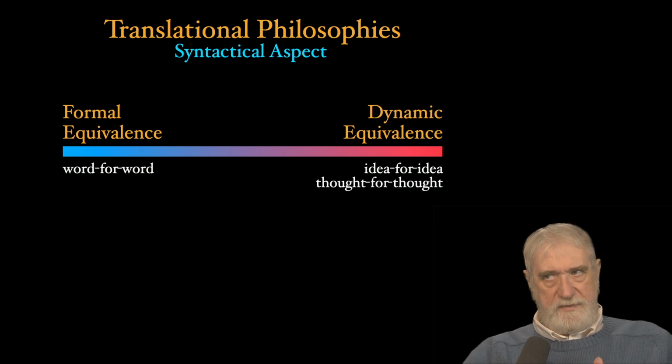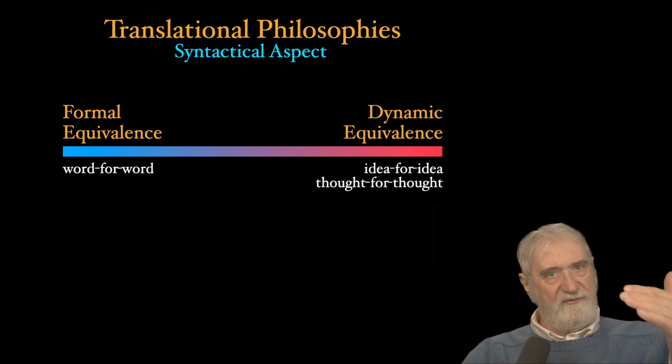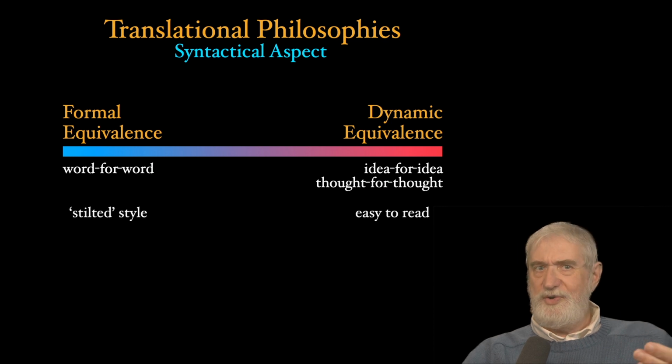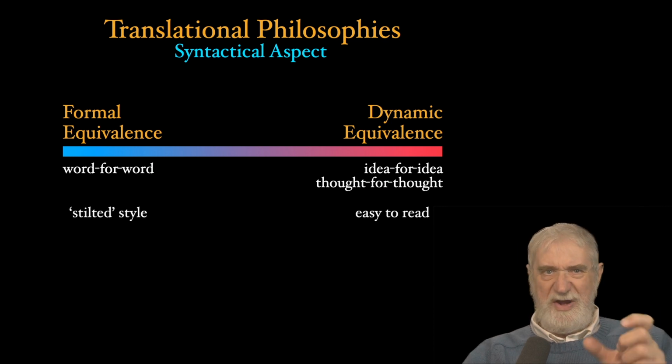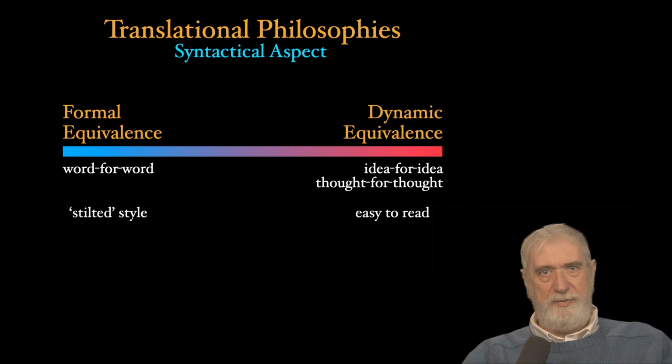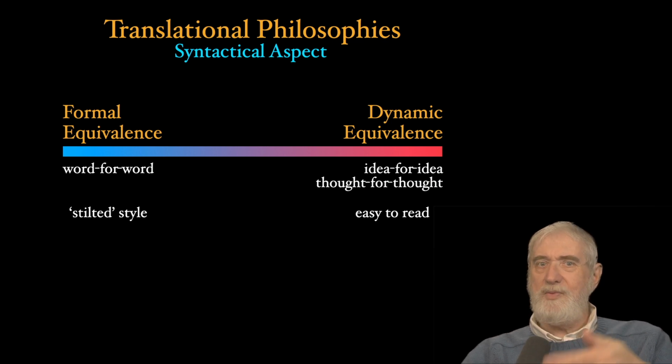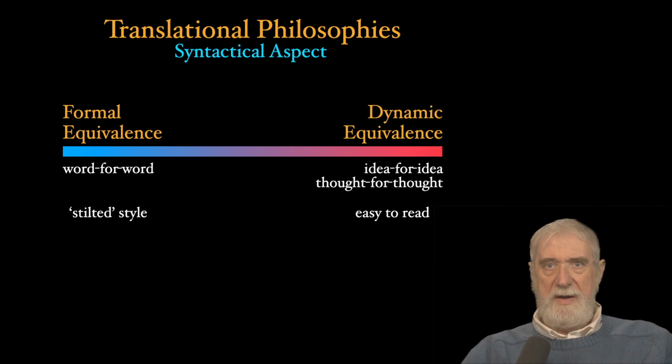So, when it comes to the syntactical aspect, we have a formal equivalence approach that tends to produce a fairly stilted style and stiff or wooden sort of style, and a dynamic equivalence approach that tends to be easy to read but does not represent the underlying structure of the original text as clearly. So that's the syntactical aspect of translation.